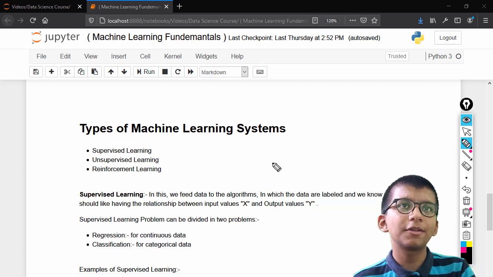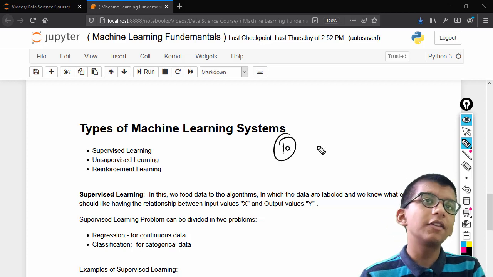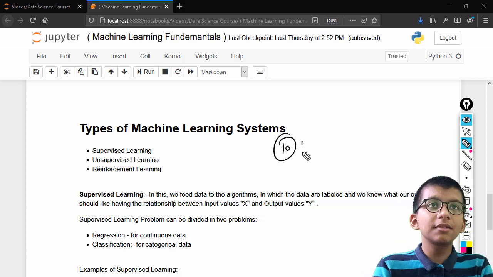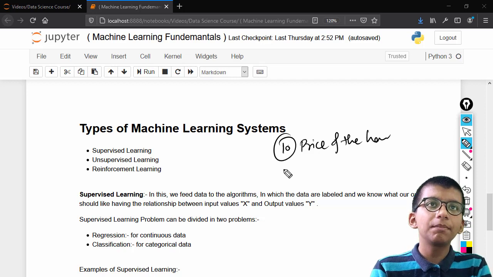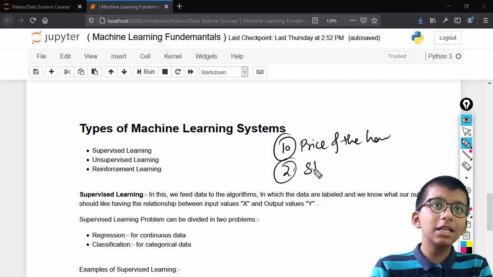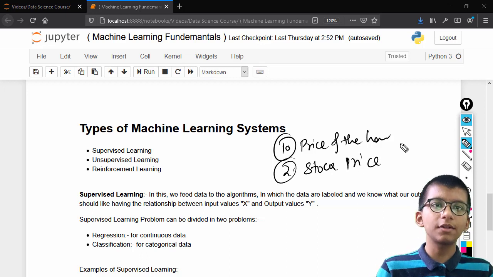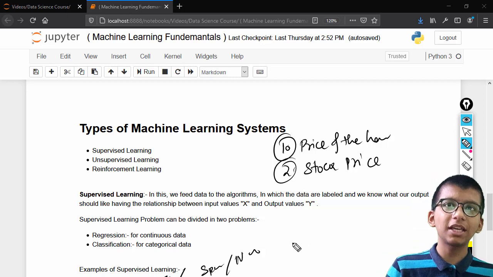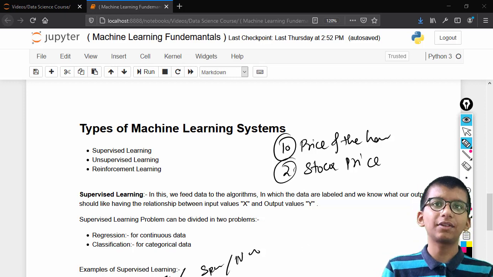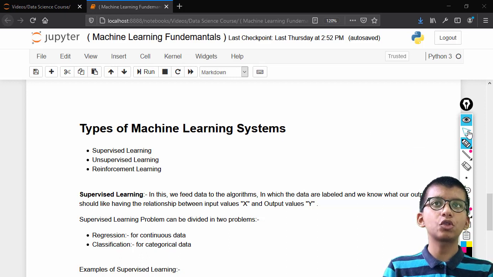Let's see some examples. For regression, we have the example of predicting the price of the house, or stock price prediction. It is also continuous because our output is the price of the stock. Email classification as spam or non-spam, or cat image classification, and all those kinds of things are classification tasks. Now I think you've got a decent idea about supervised learning.